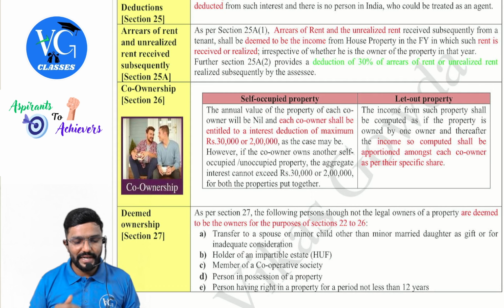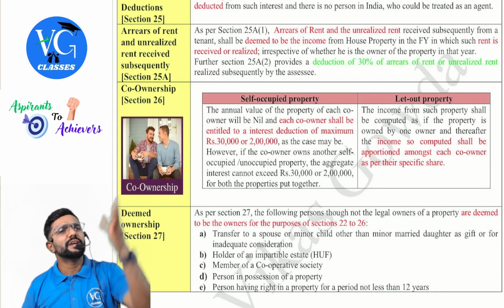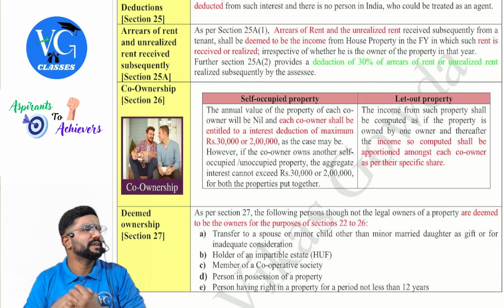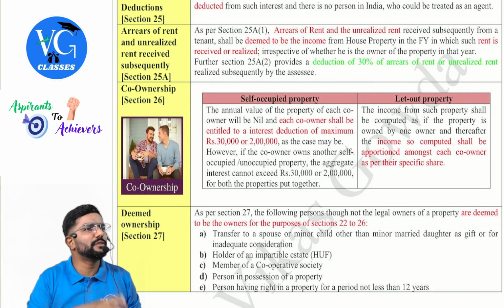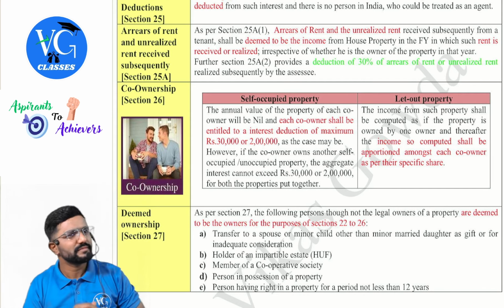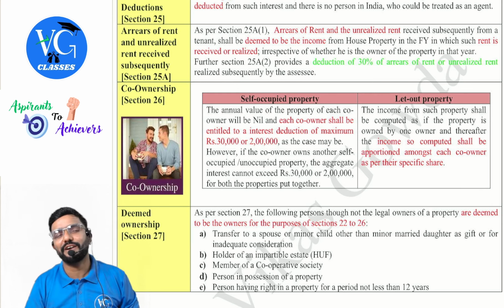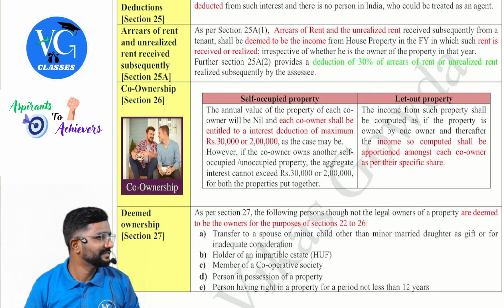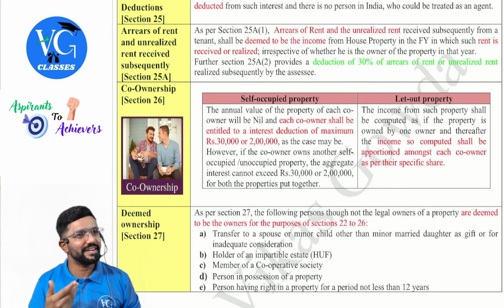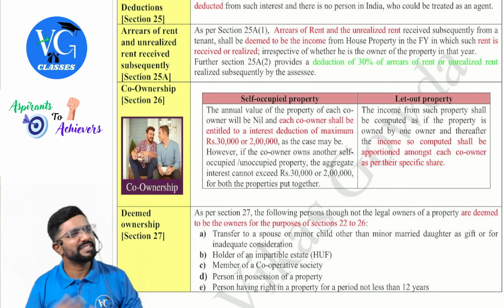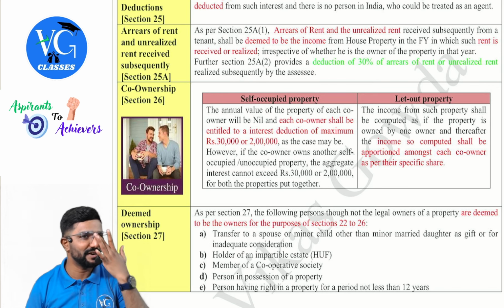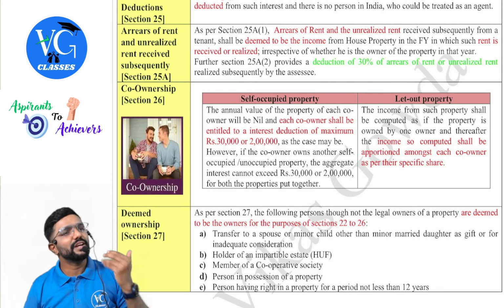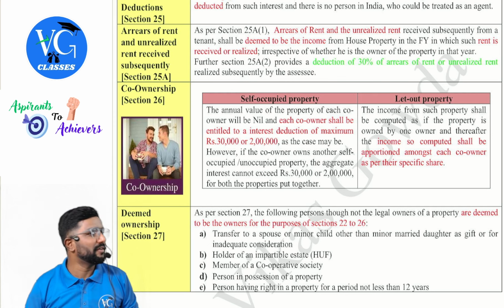Next, arrears of rent and unrealized rent received subsequently. Now you were staying in my property in 2018-19. You didn't pay me the rent for 2 months. You ran away. Normally unrealized rent cannot happen, because the owners are very smart. They would have taken a security deposit. If you don't pay, they will cut and give the balance only to you. But still, in the law, they have considered it, and even for academic purposes, they may give unrealized rent. Accordingly, treat it.